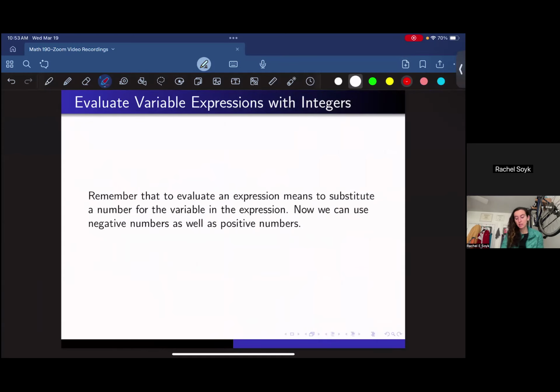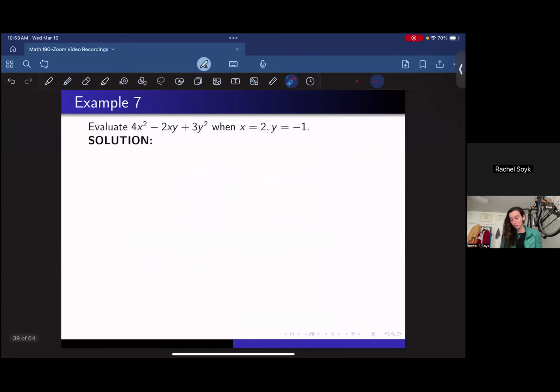We have a little comment slide. So remember that to evaluate an expression means to substitute a number for the variable in the expression. So now we can use negative numbers as well as positive numbers. And this leads into our last objective for this lesson, which is evaluating variable expressions with integers. So let's look at example 7.